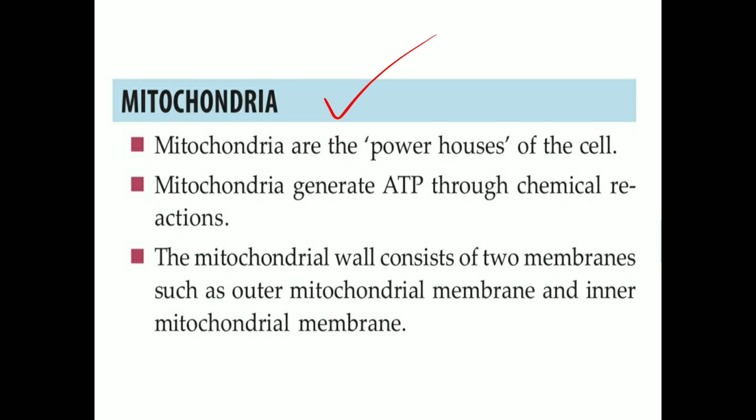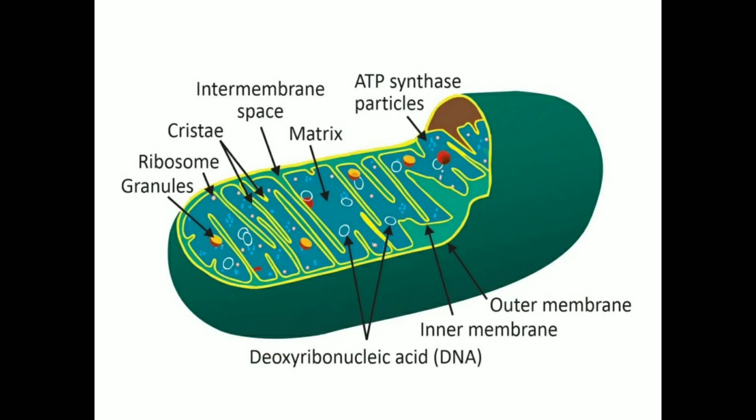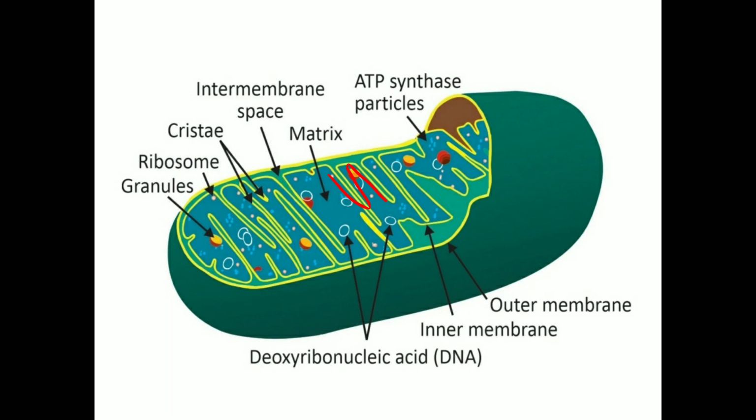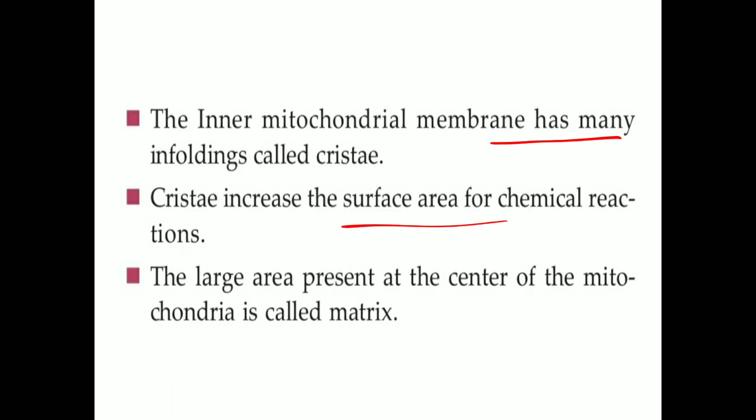And the next is mitochondria. They are called the powerhouses of the cell as they generate ATP through chemical reactions. The mitochondrial wall consists of two membranes, outer mitochondrial membrane and, inner to that, the inner mitochondrial membrane. The inner mitochondrial membrane has many infoldings, and these infoldings are called cristae. These cristae increase the surface area available for chemical reactions.